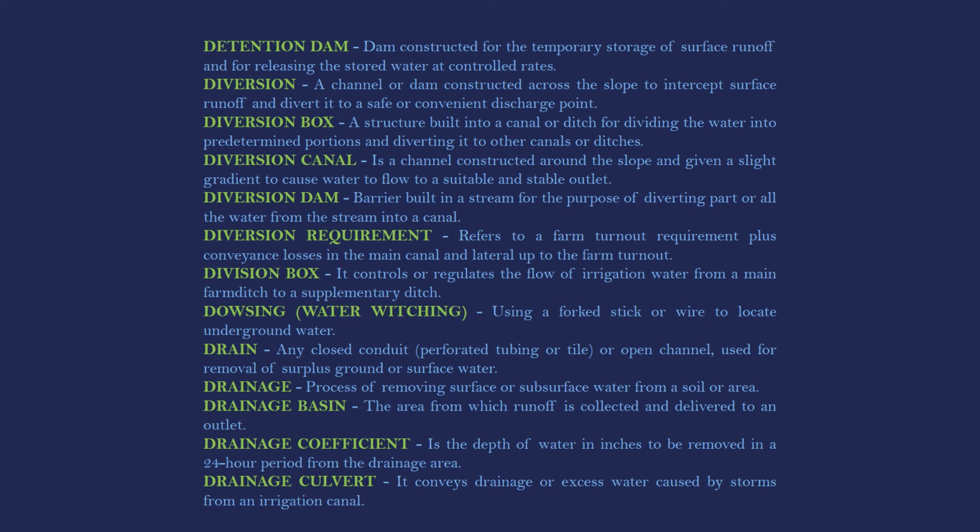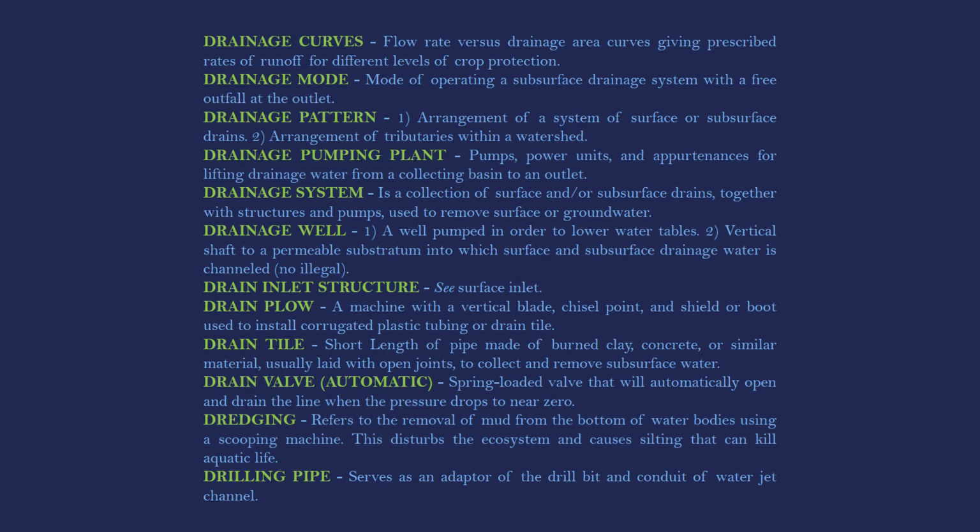Drainage culvert, it conveys drainage or excess water caused by storms from an irrigation canal. Drainage curves, flow rate versus drainage area curves giving prescribed rates of runoff for different levels of crop protection. Drainage mode, mode of operating a subsurface drainage system with a free outfall at the outlet. Drainage pattern, 1. Arrangement of a system of surface or subsurface drains. 2. Arrangement of tributaries within a watershed.